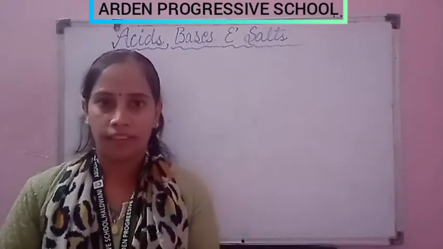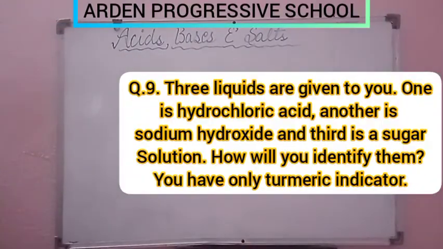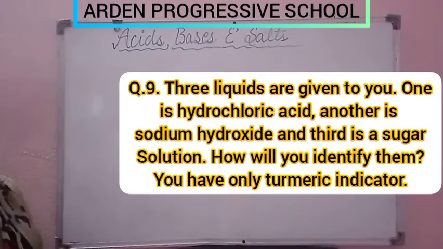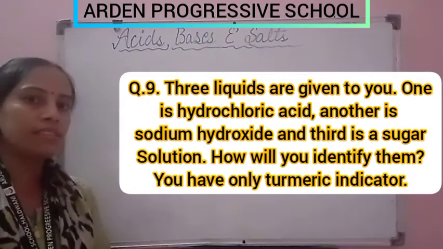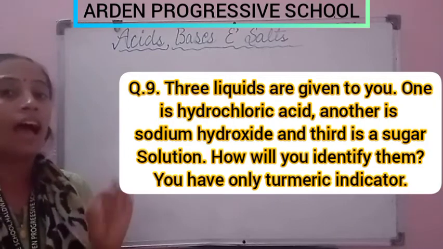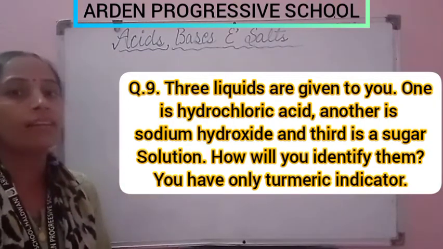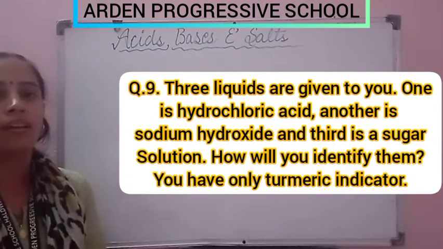So what is question number 9? It is on your screen. The question says three liquids are given to you. One is hydrochloric acid, another is sodium hydroxide, and the third is a sugar solution. How will you identify them? You have only turmeric indicator. You have to identify which one is the acid, which one is the base, and which one is neutral with the help of only one type of indicator, that is turmeric. So how would you be able to know it?